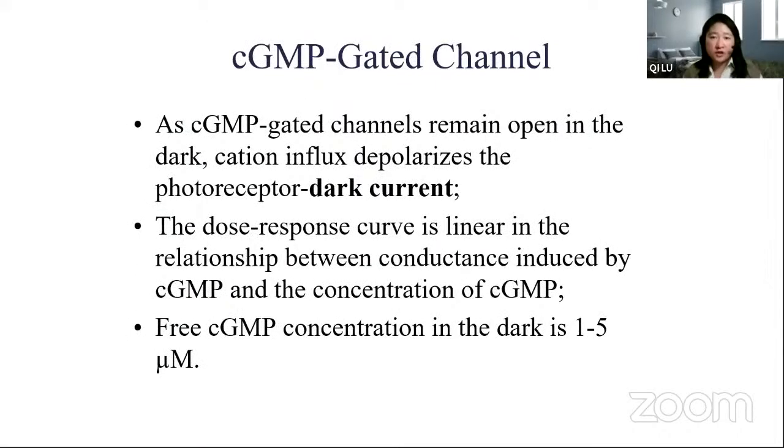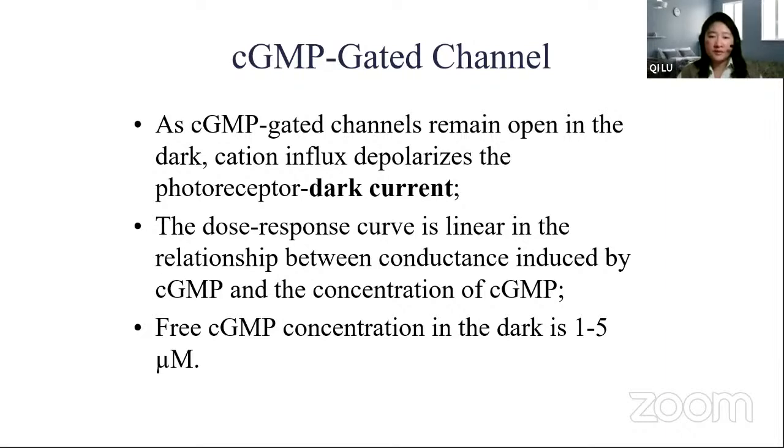The cyclic GMP-gated channel remains open in the dark. The cation influx depolarizes the photoreceptor, and it's called a dark current. It's like during the night, there's electricity running to turn on the light bulb.